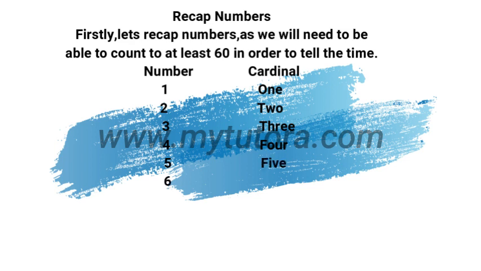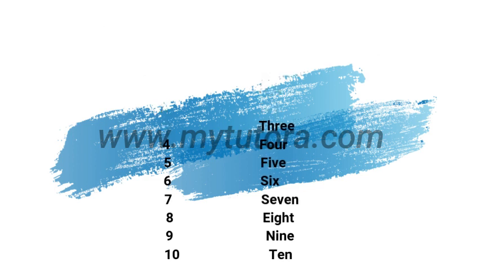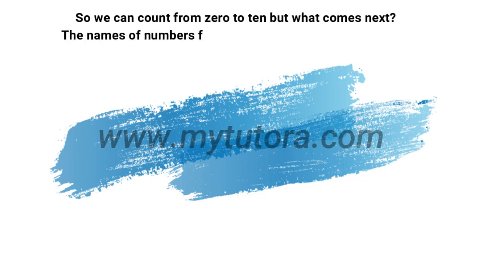One, 1. Two, 2. Three, 3. Four, 4. Five, 5. Six, 6. Seven, 7. Eight, 8. Nine, 9. Ten, 10. So we can count from 0 to 10.